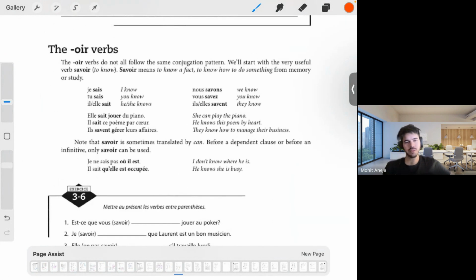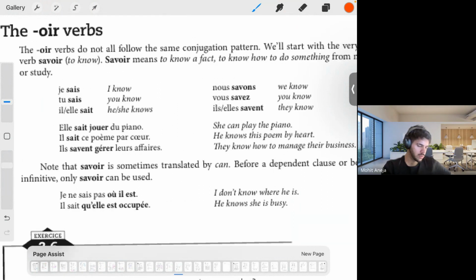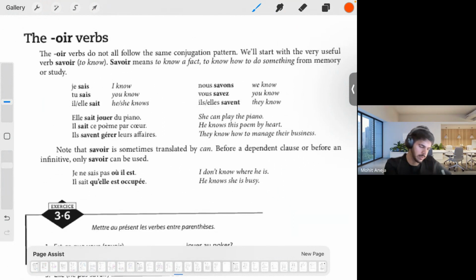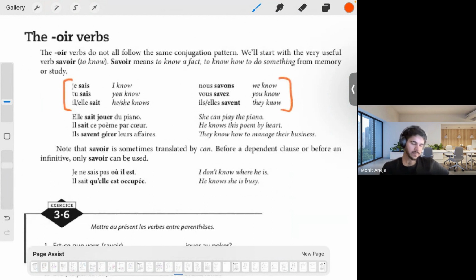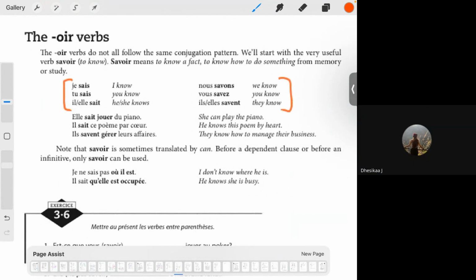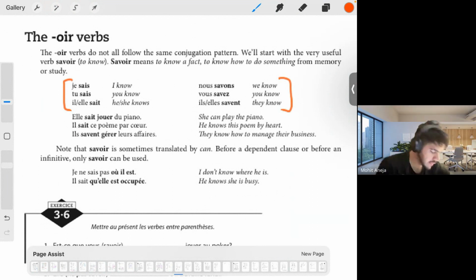And there are not a lot of OIR verbs in French. We are only concerned with a few, and one of the most important ones is savoir. You have to know the conjugation of this word, because you frequently say I know, she knows, he knows, they know, right? So please read this conjugation list. Je sais, tu sais, il sait, elle sait, nous savons, vous savez, ils savent, elles savent. Very nice.